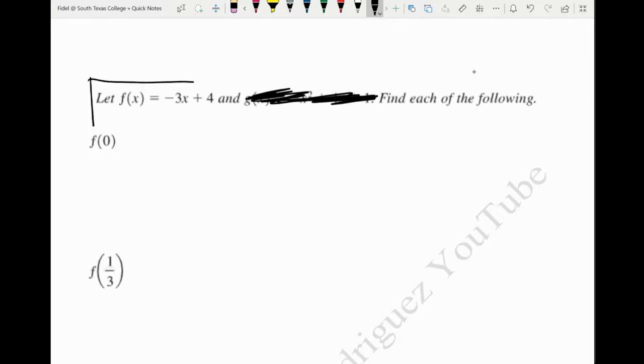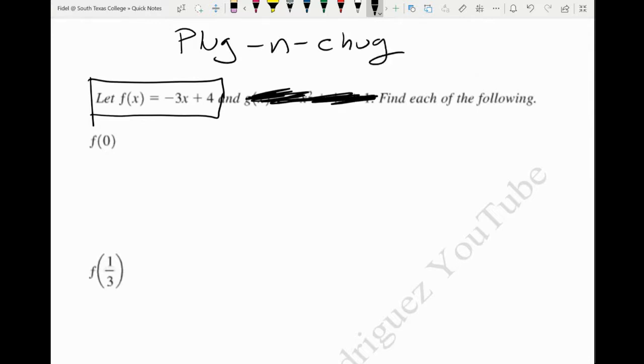Let's look at this piece right here. f of x equals -3x plus 4, and we're going to find f of 0. These problems here, y'all, are what I call plug and chug.